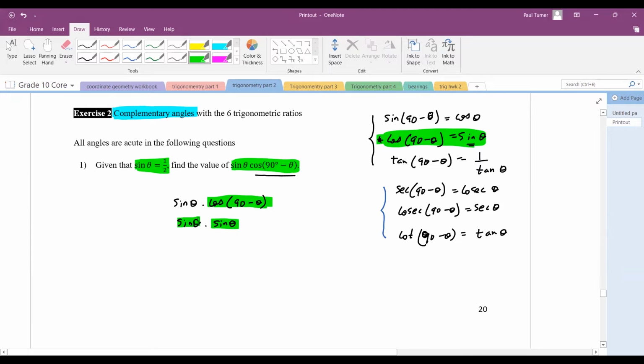So we have sine theta times sine theta, and we know what sine theta is here. So we'll put a half here. This is also a half, and you'll get a quarter for your final answer. So that's your final answer there.